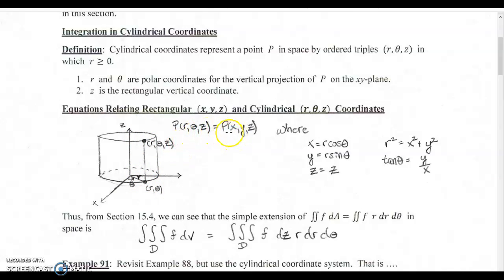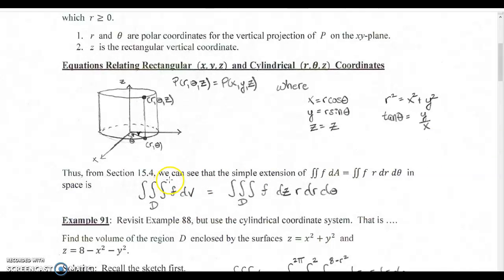So the transformations here are that we let x equal r cosine theta and y equal r sine theta. So those are the same as the polar coordinate transformations. And then z is equal to z. Or if I want to know how I would get r and theta, then r squared is x squared plus y squared, and tangent of theta is y over x.